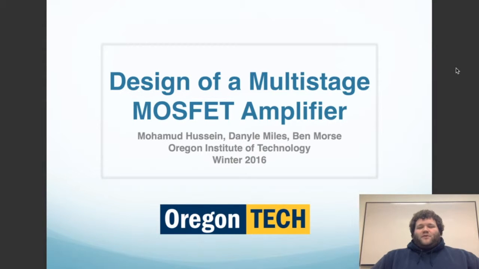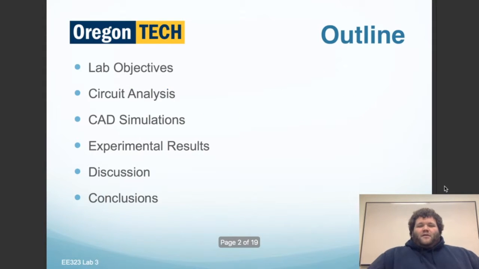The lab we chose to present for oral presentation is Lab 3, which is the design of a multi-purpose MOSFET amplifier. This is the outline of the objectives for this lab, which include the lab objectives, circuit analysis, and CAD simulations. There was no experimental for this lab in particular. Then we have the discussion, which will be a table comparing all of the data compiled on the BJT amplifier, this amplifier, which is only simulation, and the LM741. That'll be the conclusions at the end, which will just be summing it all up.